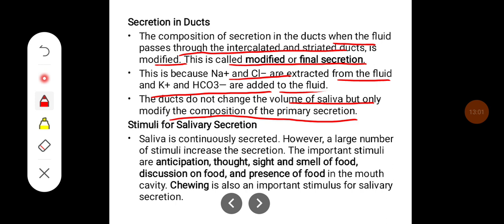Saliva is continuously secreted. However, a large number of stimuli increase the salivary secretion. The important stimuli are anticipation, thought, sight and smell of the food, discussion on food, and presence of food in the mouth cavity. Chewing is also an important stimulus for salivary secretion.